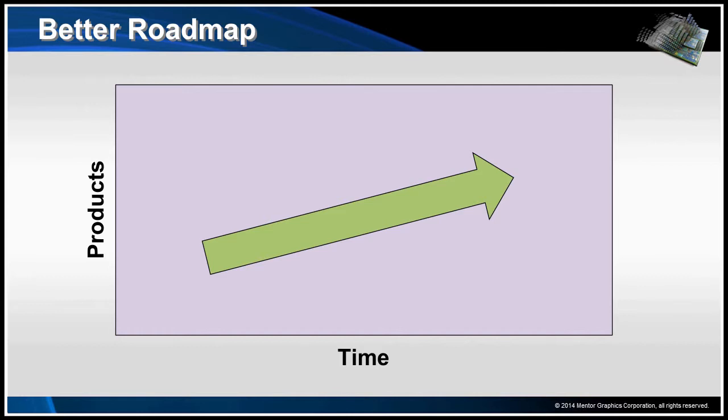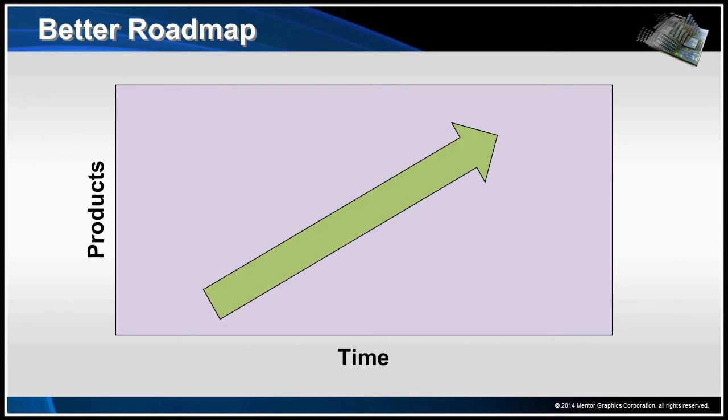Our job as engineers is to take this arrow and turn it into this arrow. We want to have even better products in an even shorter amount of time. So we want the slope of that arrow to go up higher. And in order to do that, especially when we're doing work with ASICs or FPGAs, we want to be able to deliver these products faster and with more functionality.